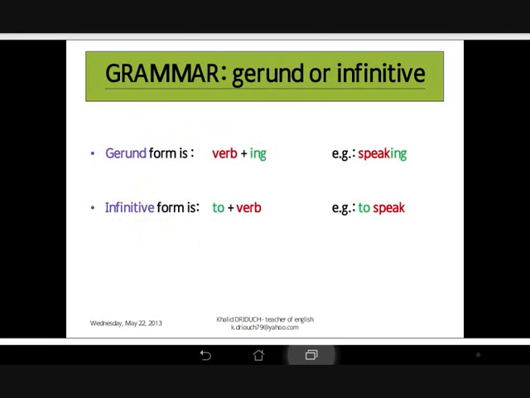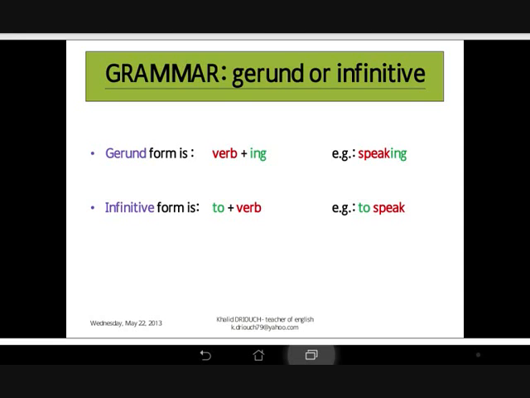The lesson of grammar in unit number 1 was about gerund or infinitive. We start by getting to know what a gerund is. Simply, gerund form is a verb plus ing. Any verb plus ing is gerund. And don't mix it with the present continuous or past continuous, where we have a verb plus ing, but we always have the verb to be before it. So a gerund is only verb plus ing.